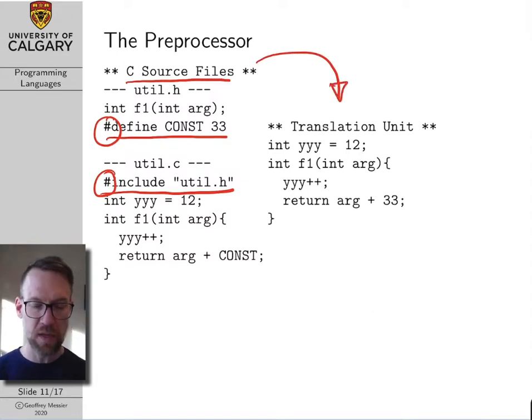And so, for example, we can use the capital word const to represent 33. And then, if we have an argument here, we can add const to it. And by giving it a name rather than just a value of 33, that helps make our program more readable. But the preprocessor will look for all occurrences of the keyword const and substitute in the value 33. So when we look at the translation unit, the keyword const is gone and it's been replaced by 33.